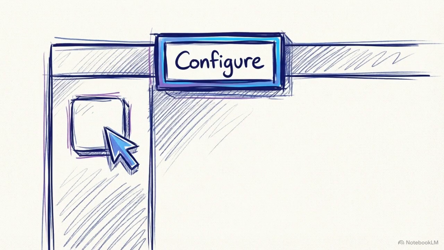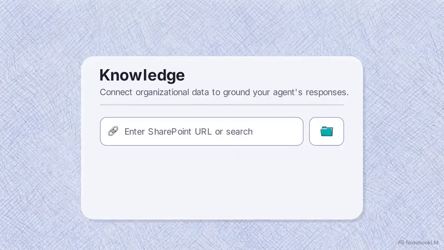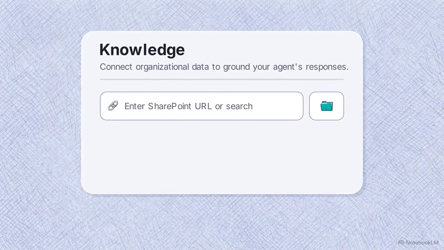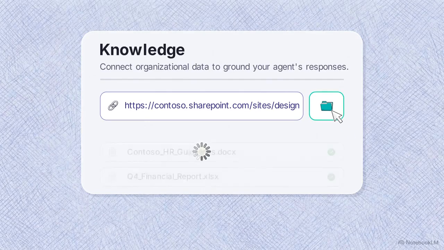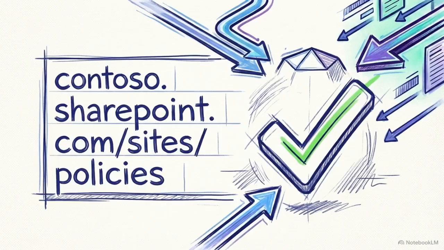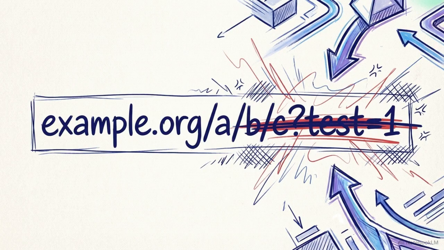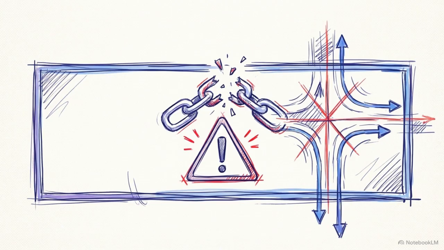Open Microsoft 365 Copilot. Click the New Agent button on the left pane and navigate straight to the Configure tab. Scroll down to the Knowledge section. Here, you connect your organizational data by pasting a target SharePoint link or using the picker to select specific files and folders. If you paste a link, it must be exact. The URL can only go 2 levels deep, and it cannot contain any query parameters. If the link is too complex, the connection will fail.